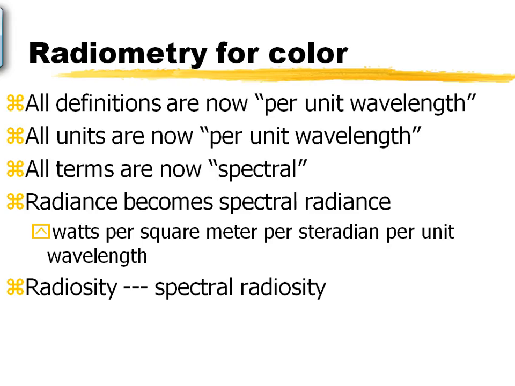What that means is almost all the terms we have looked at so far, we now have to define in terms of per unit wavelength. So rather than just radiosity, we talk about spectral radiosity. Radiance becomes spectral radiance, in which case we would look at watts per square meter per subtended angle per unit wavelength.